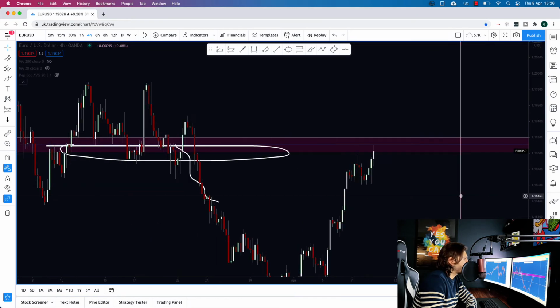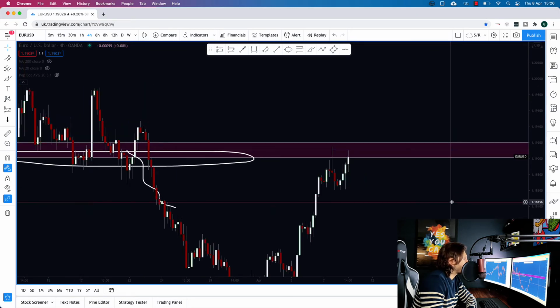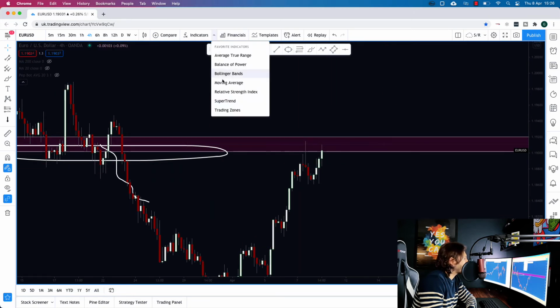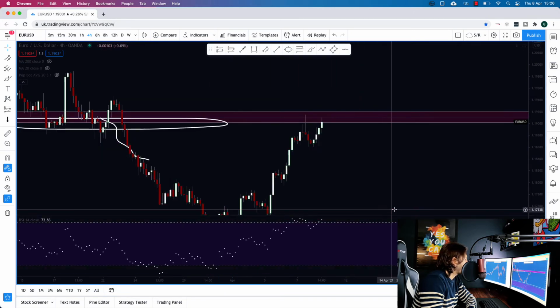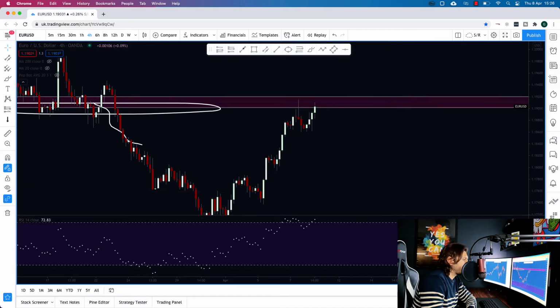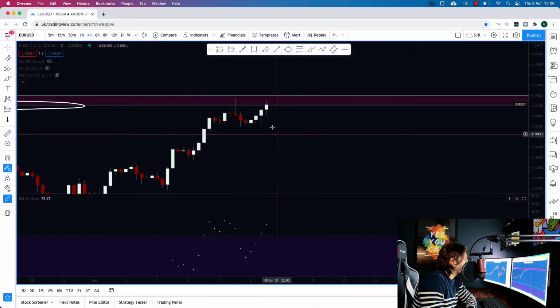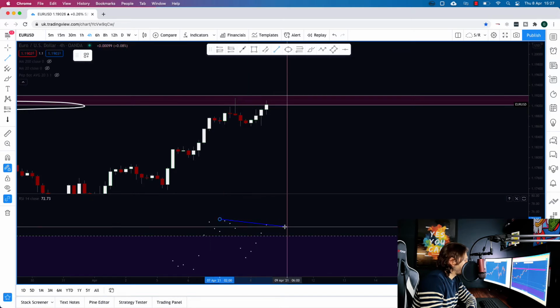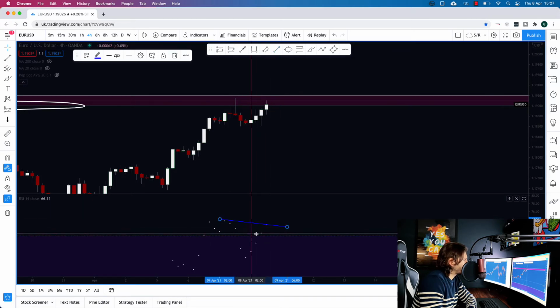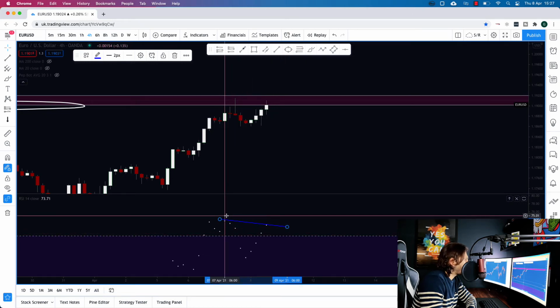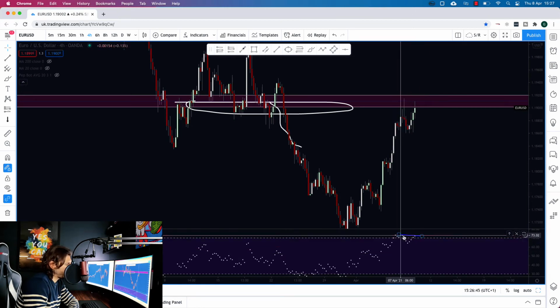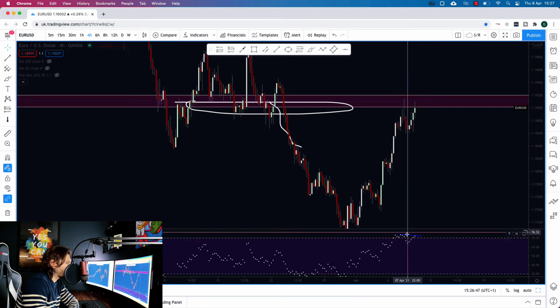Now in regards to building a case and adding extra confluences to this trade, if I pull up the RSI, as you can see here, let me zoom in, we actually have bearish divergence here as well. Again, I still need to wait for this candle to close, but this is additional confluence that this market may turn around.